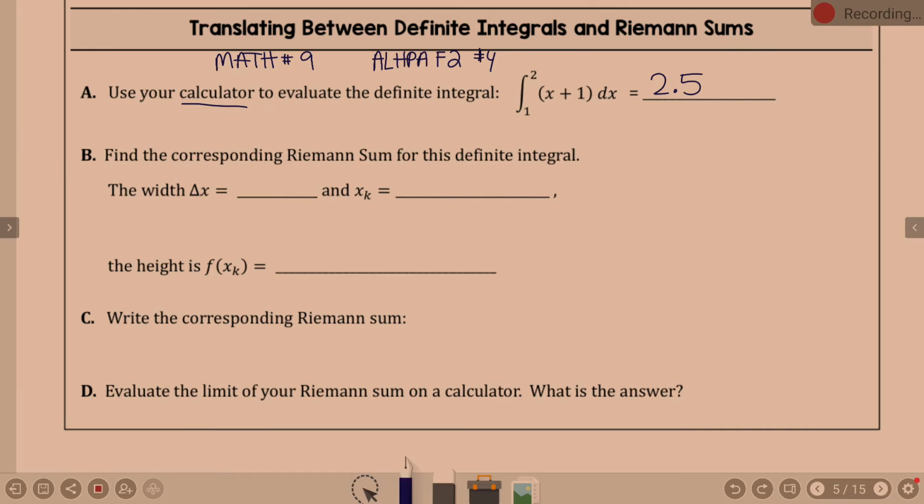Find the corresponding Riemann sum for this definite integral. So width. Well, what about delta x? What's A? 1. What's B? 2. What's N?